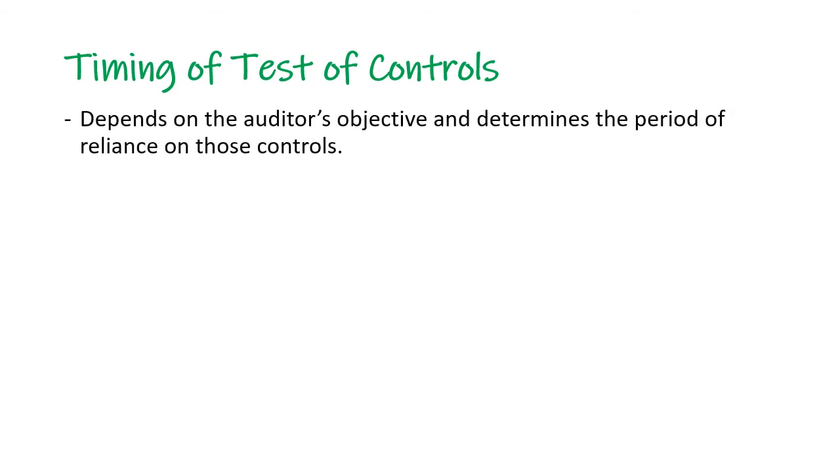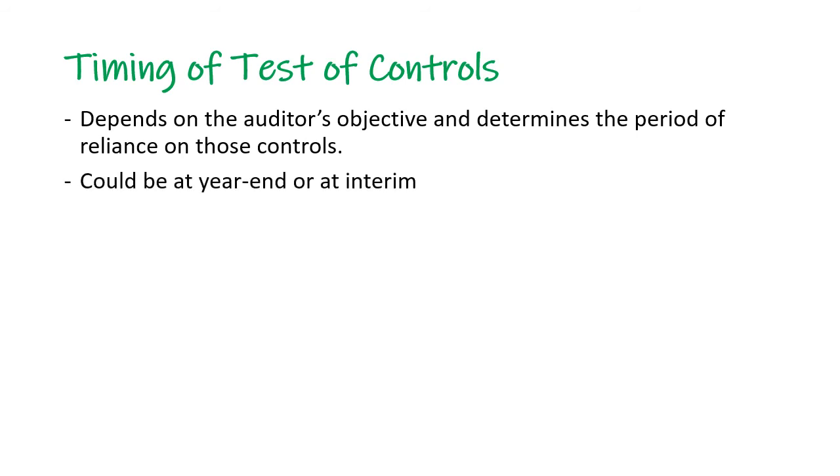Next is the timing of the test of controls. So when does the auditor perform the test of controls? So it is dependent on the auditor's objective, and he's the one who determines the period of reliance on those controls. So if the auditor tests controls at a particular time, the auditor only obtains audit evidence that the controls operated effectively at that time. However, if the auditor tests controls throughout a period of time, he obtains audit evidence of the effectiveness of the operation of the controls during that period.